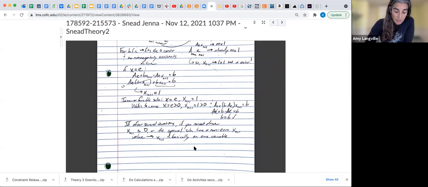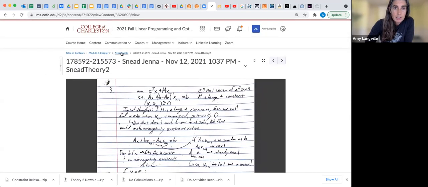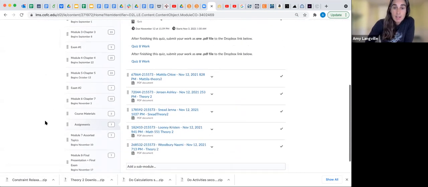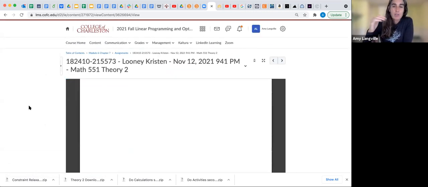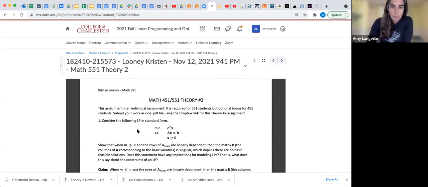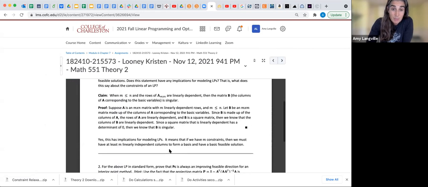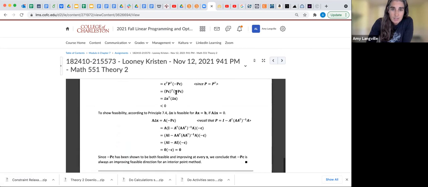There were some key highlights I was looking for. And then lastly, let's look at Kristen's. I went back and looked at my solutions, and they look almost identical to Kristen's. I think mine are less helpful because they're very compact and very short. If you look at Kristen's proof, this is almost exactly the way mine was. The implication is the same, with a really short proof for improving and feasible, and she does show that right there.